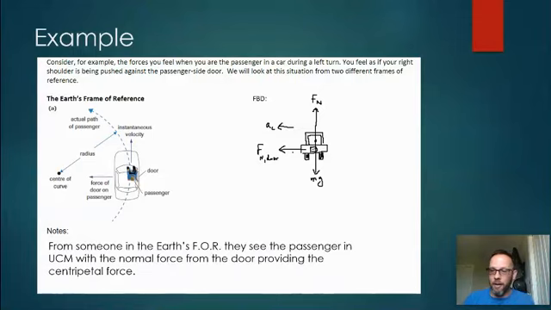Newton's first law isn't being violated here. That person is experiencing a net force. That force of the door on them is causing them to move in uniform circular motion. So from Earth's frame of reference, they see the passenger traveling in a circle, and the normal force from the door is the centripetal force. So nothing crazy. The Earth's frame of reference is an inertial frame of reference. So nothing fuzzy here. Newton's first law is holding. So this is an inertial frame of reference.